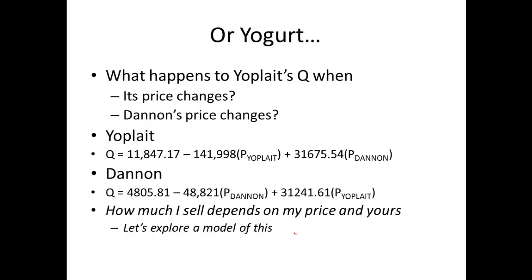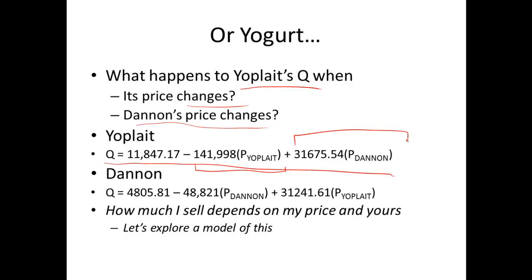Let's think about yogurt too, since we have talked about yogurt and our Dannon and Yoplait examples earlier. For example, what happens to the quantity of Yoplait sold when its price changes, or when the price of the rival product, the Dannon price, changes? If you analyze the data that we've seen earlier in the course, you'll see that the quantity of Yoplait sold depends negatively on the price of Yoplait. That's no surprise. If the price of Yoplait goes up, the quantity of Yoplait demanded goes down. That's just the regular old demand curve. But what's also true is that as the price of Dannon goes up, the quantity of Yoplait sold goes up.